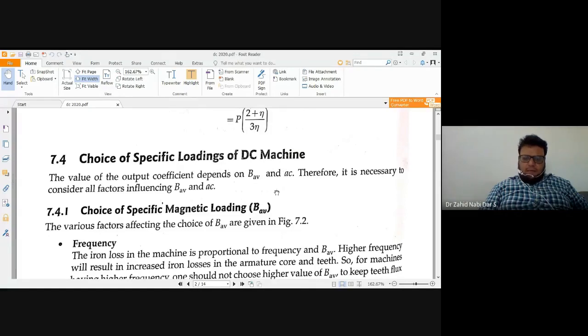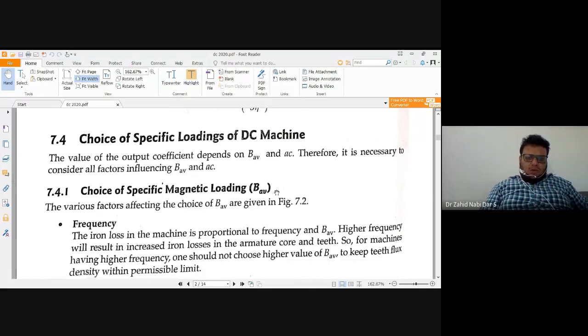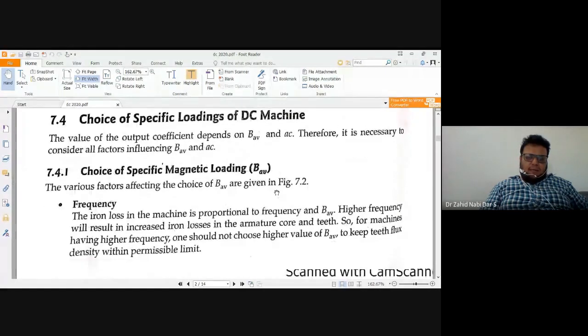So, the choice of the specific magnetic loading depends upon the frequency. The iron loss: what happens is that when we are giving this DC supply, inside there is an AC current getting produced inside the DC machine.